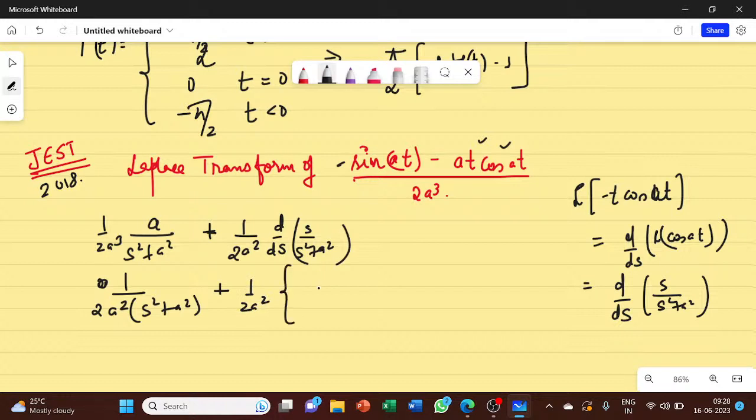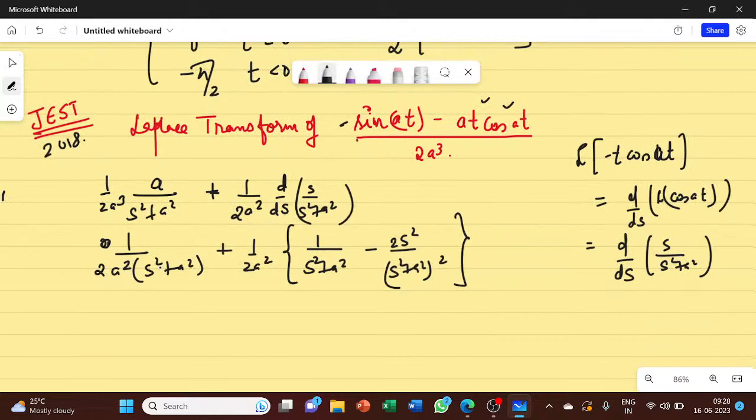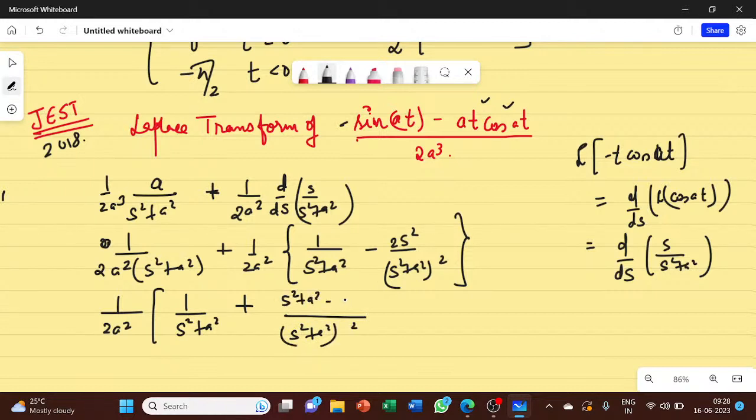And what is the derivative of this? The derivative of this will be 1 upon s square plus a square minus 2s square upon s square plus a square whole square. Now you can clearly find it. I think it would be easy for you to do. However, I'll help you out in finding the right integral. So 1 upon 2a square here, and this is 1 upon s square plus a square, plus just try to find this. This is s square plus a square whole square, and this is s square plus a square minus 2s square.